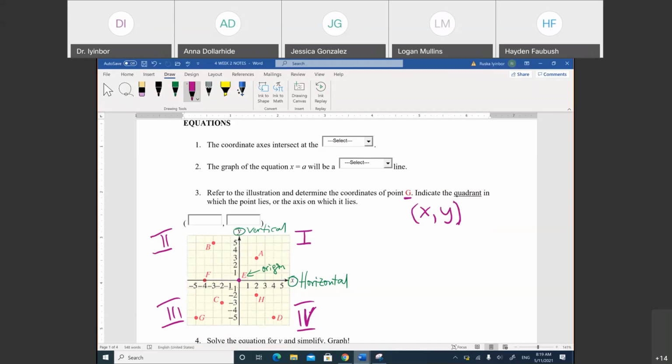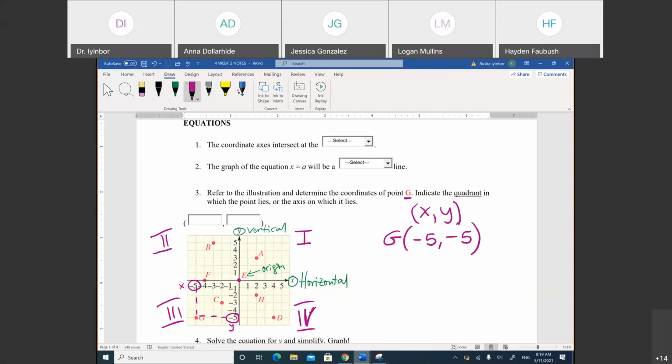Now, how you find the coordinates? So from G, first you're going to go to the x-axis and see what is the number there, -5. And then you're going to go to the y-axis, and the number is also -5. So x is -5, y is -5. So the point G has coordinates -5 and -5. That's it.